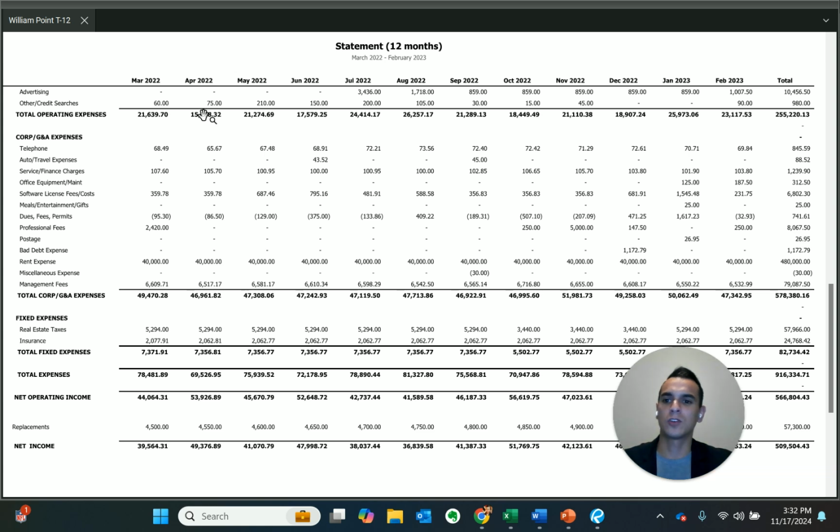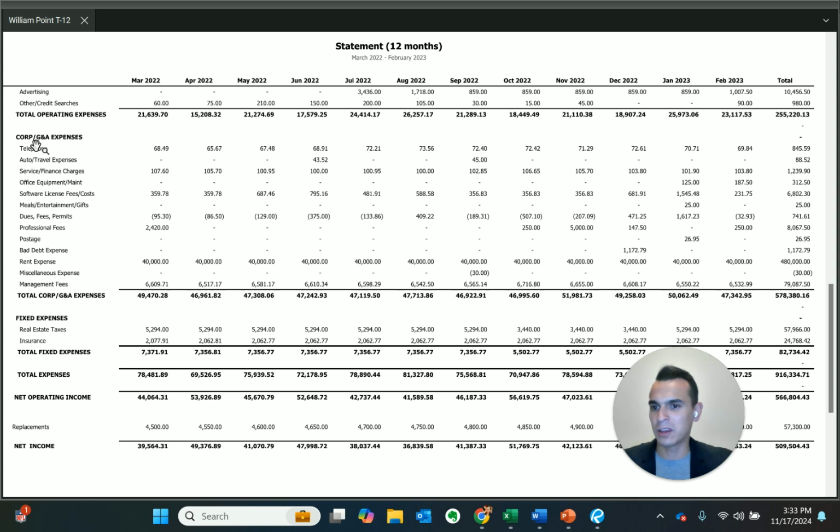Other and credit searches. So, looking at tenants, putting in a credit search for them, and this usually gets reimbursed by the tenant, so that would have been in the income. So that's the operating expenses.